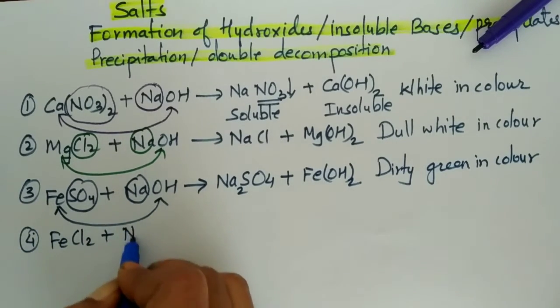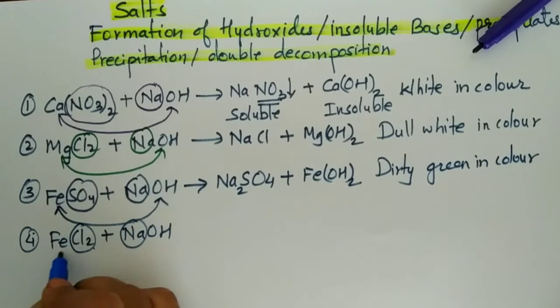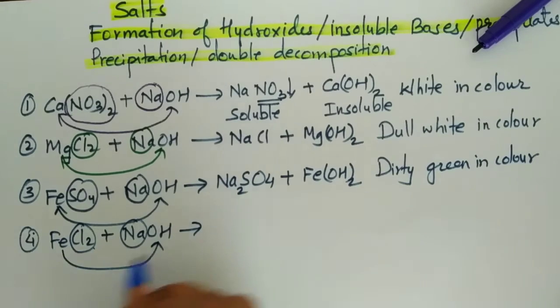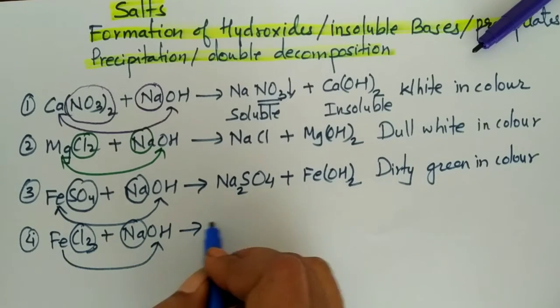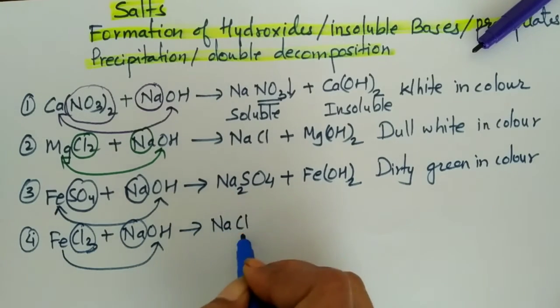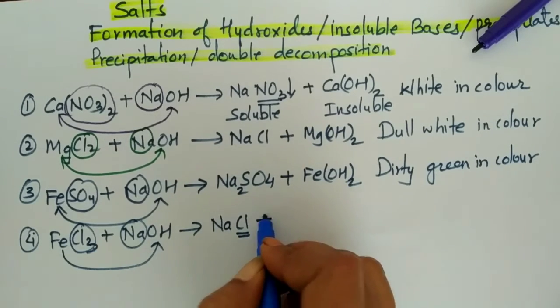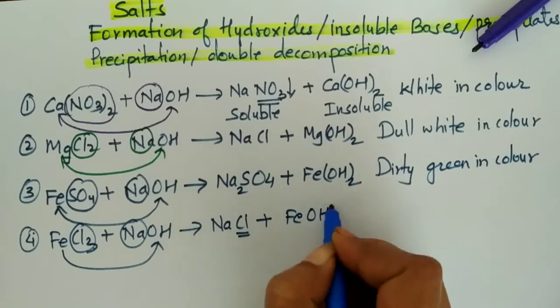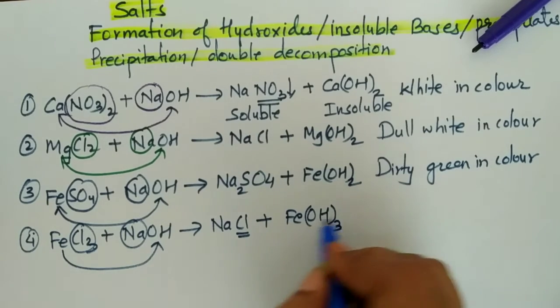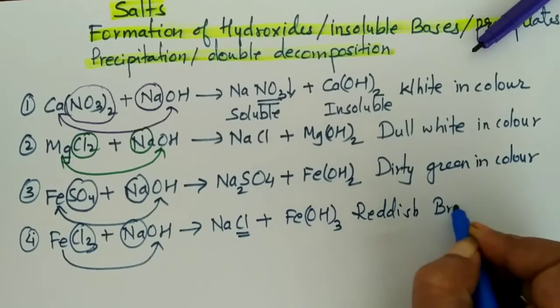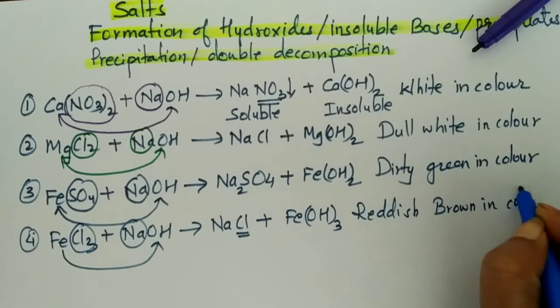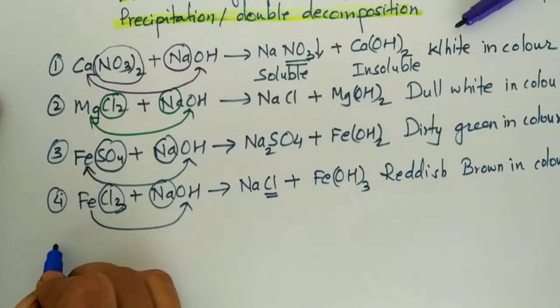FeCl3 reacts with NaOH. Fe reacts with OH over here. Here the Fe we are taking is of valency 3, so FeCl3. It will form NaCl, which is soluble. All chlorides are soluble, plus Fe(OH)3. This hydroxide is insoluble and it is reddish brown in color. Let us take the next example.